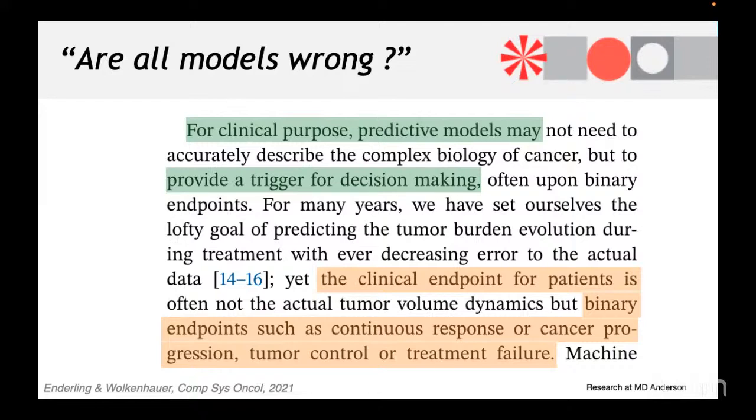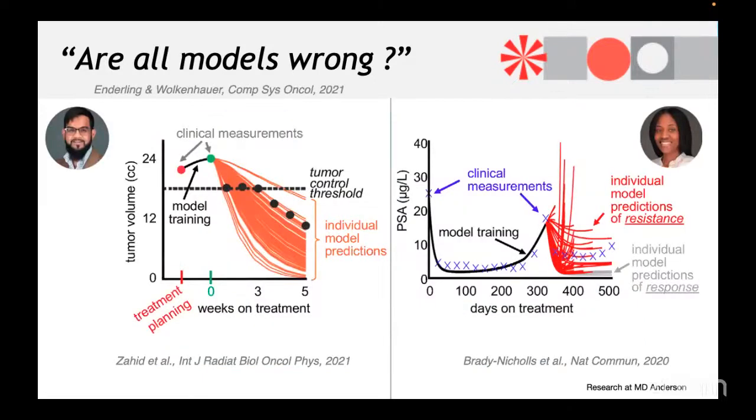For solid tumors it is RECIST. For brain tumors it is RANO or iRANO. The question is, will the tumor volume be above or below the threshold? With that, here's a couple of examples of projects in our group. On the left, Mohammed Zahid, radiation modeling. On the right, Renee Brady-Nichols, prostate cancer modeling. These are like hurricane models, as you can see, based on specific time points in a clinical timeline. We make predictions forward in time. So we sample from different distributions and make 100 different predictions.